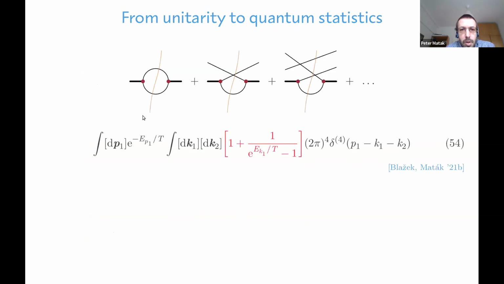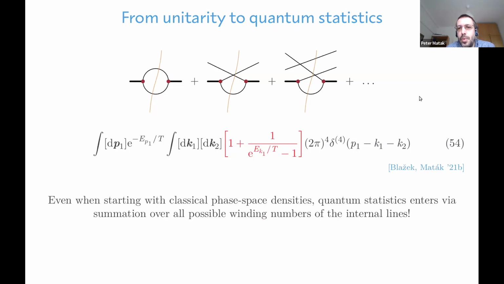We can sum over all possible contributions of this type, and we will get a geometric series, and summing it up, we will get a quantum statistical factor with Bose-Einstein density here. So imagine that you never ever heard about quantum statistics. You start with classical statistics, Maxwell-Boltzmann distributions, and only describe the interactions of particles by means of quantum field theory.